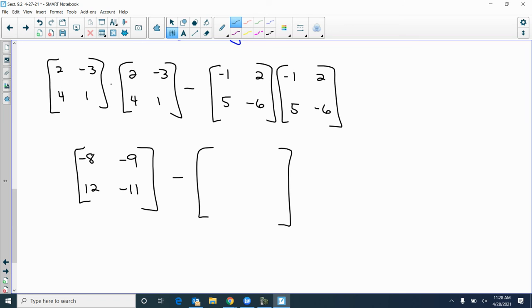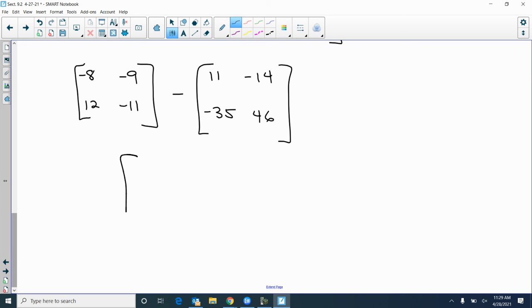Emily, you got B, or does Aubrey? Aubrey. I got 11, and then -14, and -35, and 46. We agree? Okay, now you just have to subtract them. Okay, now you have to square first. And so -8 minus 11, -19. -9 minus -14. 12 plus 35 is 47, and -11 minus 46, -57.